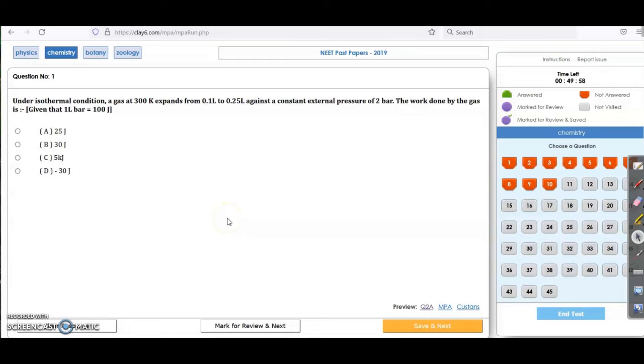Hello students, today we are going to discuss the solution of the NEET 2019 paper, and I am going to solve the questions from chemistry.